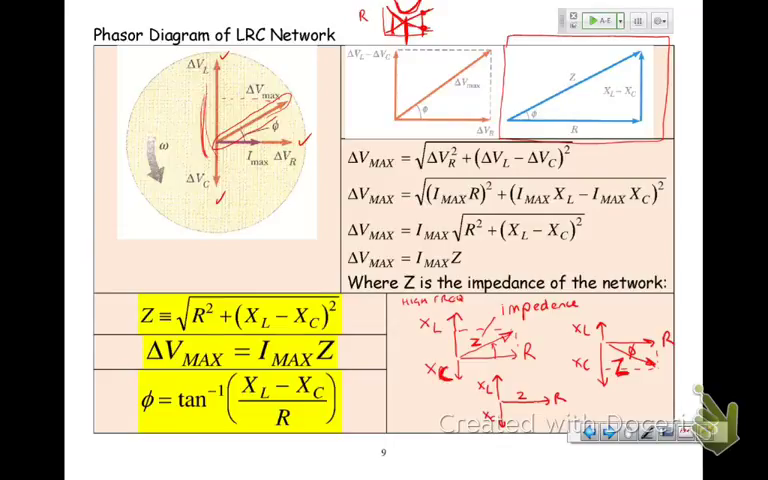So the skills I need are to be able to evaluate XL at a given frequency for a given inductor. I need to be able to evaluate XC at a given frequency for a given capacitor. I need to know this diagram so I can combine them and figure out what my Z value is. And mathematically, my Z value is equal to the square root of the horizontal bit, which is R squared, plus the vertical bit, which is XL minus XC all squared. That is telling me this diagram. I don't remember this equation. I know the diagram.